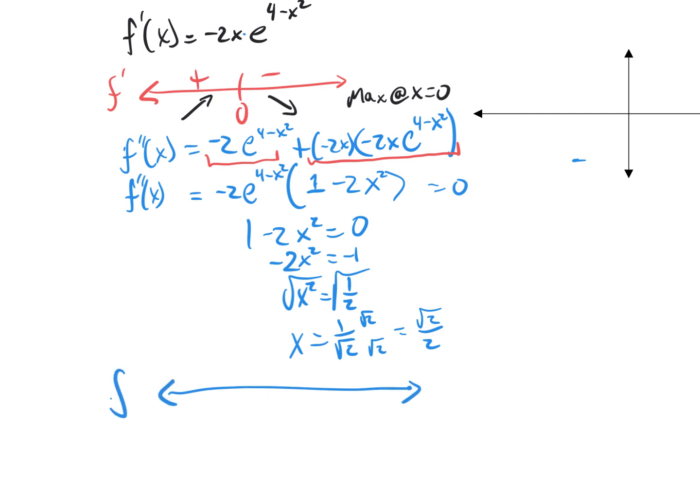So this is f double prime. So at the square root of 2 over 2 is a possible inflection value. Let's test it out. Plug in 0. Plug it into the second derivative. What do we get for 0?